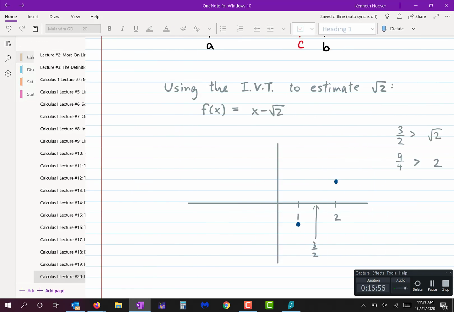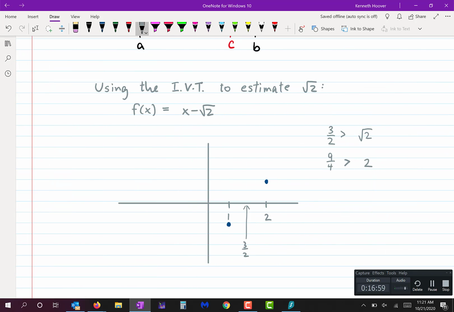So, whoops, I didn't mean to do that. So, f of 3 halves equals a big number minus a smaller number, which will be positive. So we'll put a dot here. So the intermediate value theorem tells us that the graph of f has to cross the x-axis somewhere between 1 and 3 halves. So now you can say the square root of 2 is somewhere between 1 and 1.5.